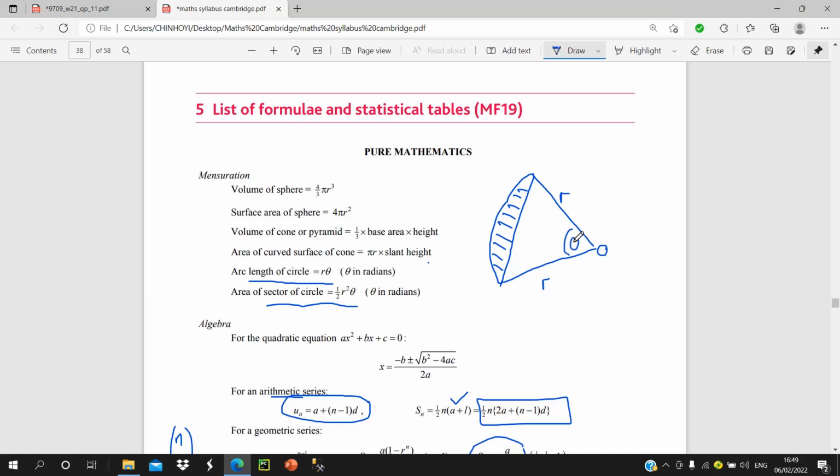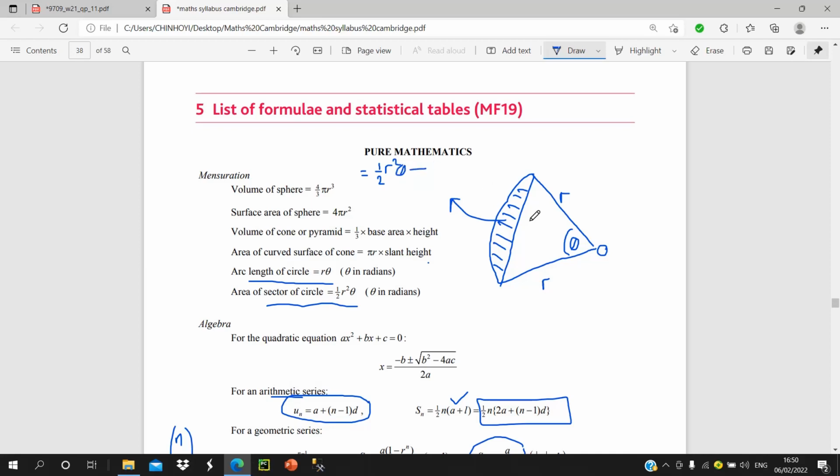So if you want to find the area of the segment, you say area of a sector minus area of the triangle. So the area of the segment here will be equal to the area of the sector. This one we are given, which is half r squared theta.